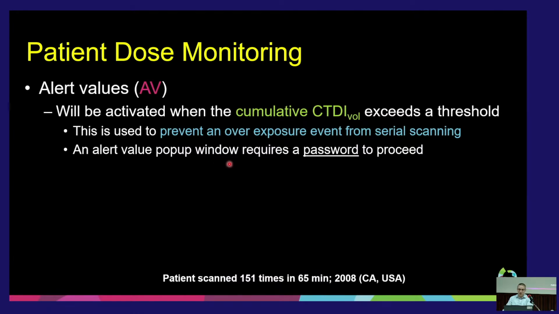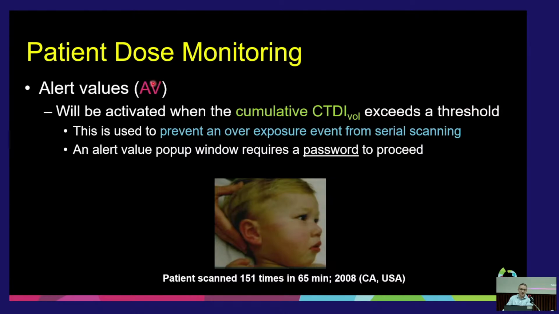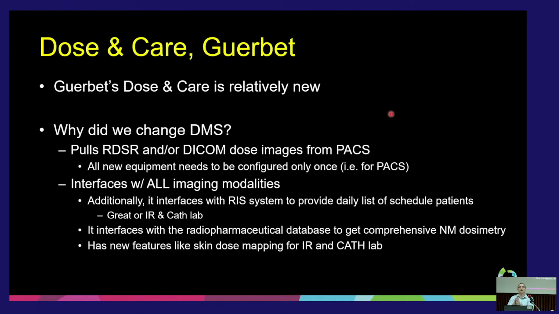set your notification values, and you'll do that for each protocol that you have on your scanner. You'll have to set your alert values only once, and that's just that upper threshold. Like I said, usually the default is 1,000, but you might want to actually lower it. That's just to be more sensitive, so you don't actually overscan someone.